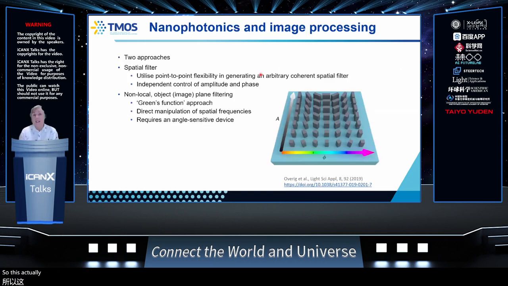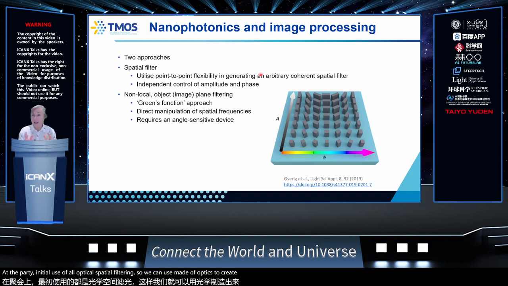So there's actually two ways in which meta-optics can play a role in all optical information processing. Firstly, if we take our conventional all optical image processing platform that I mentioned before, we can utilize the point-to-point flexibility in meta-optics to generate an arbitrary coherent spatial filter. And this relies on the fact that we can independently control the amplitude and phase at different points within the Fourier plane. And this is actually a challenge, or was a challenge, with the initial use of all optical spatial filtering. So we can use meta-optics to create better spatial filters.